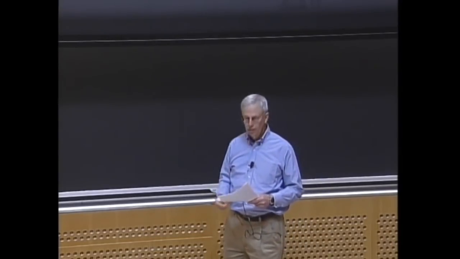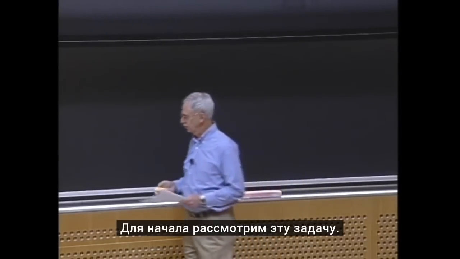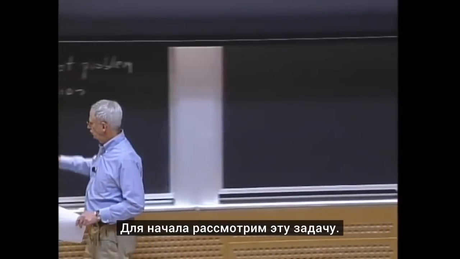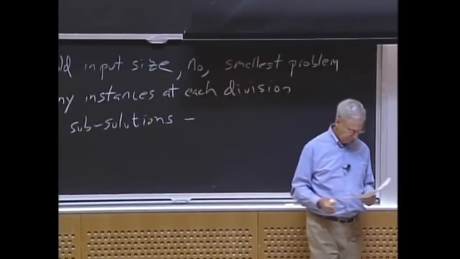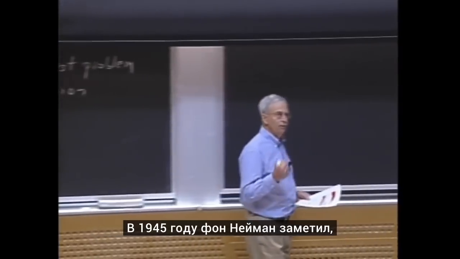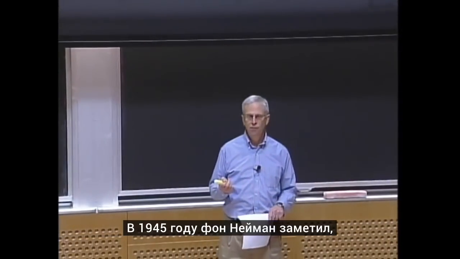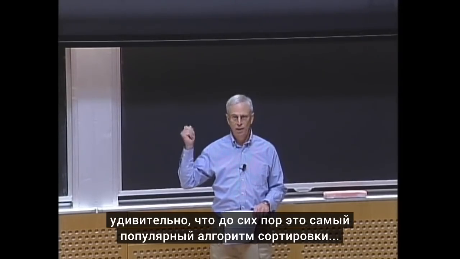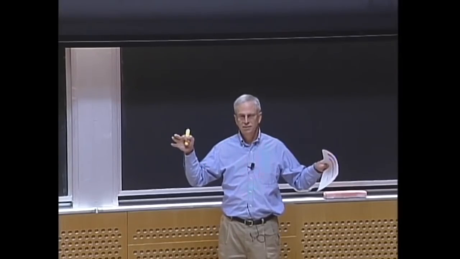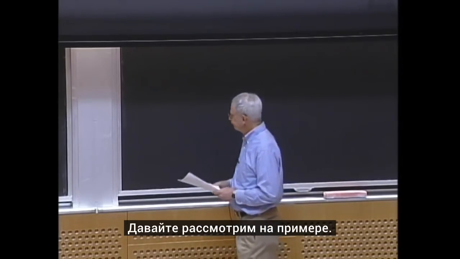Okay. So let's first look at this problem. What von Neumann observed in 1945 is, given two sorted lists, and amazingly enough, this is still the most popular sorting algorithm, or one of the two most popular, I should say. Given two sorted lists, you can merge them quickly. So let's look at an example.